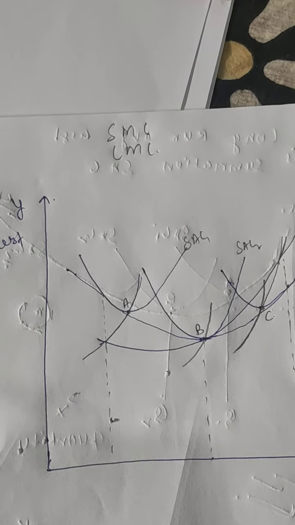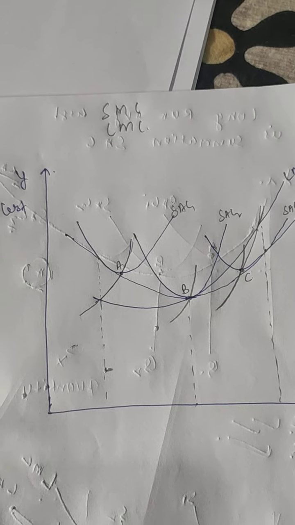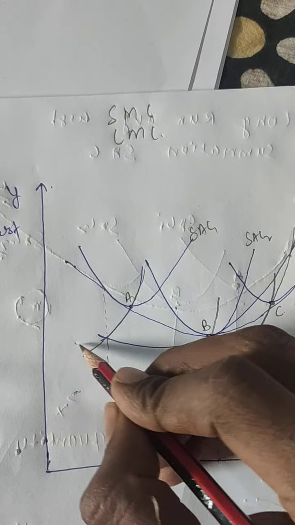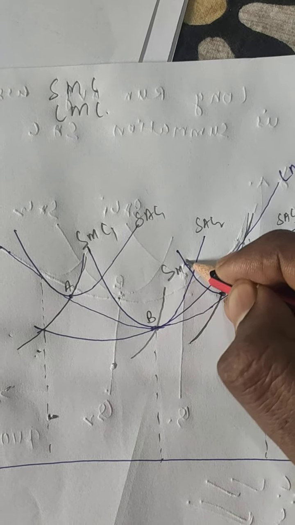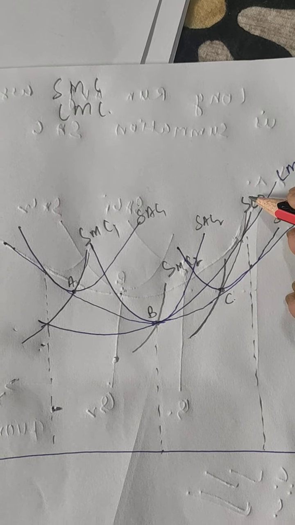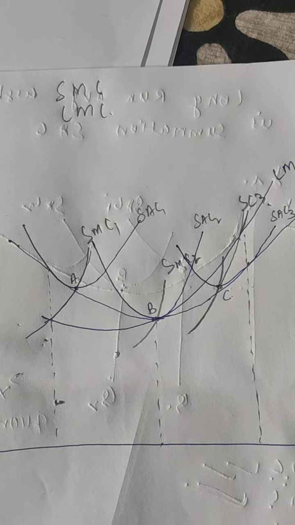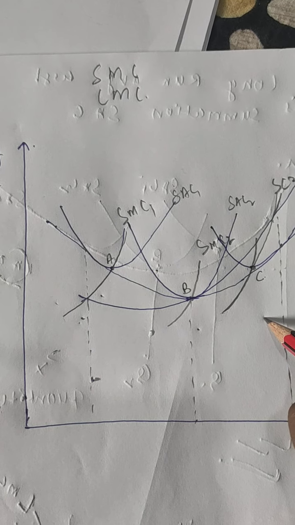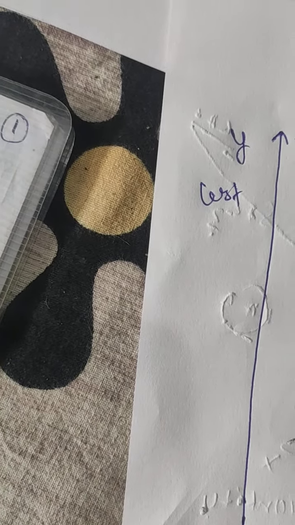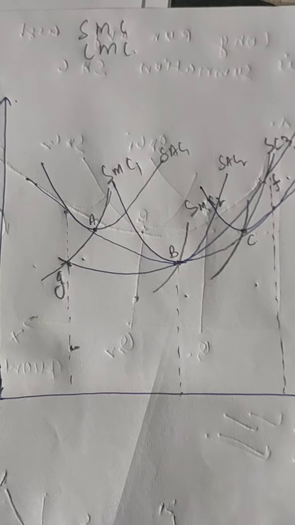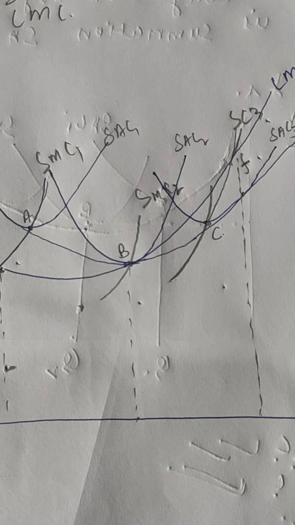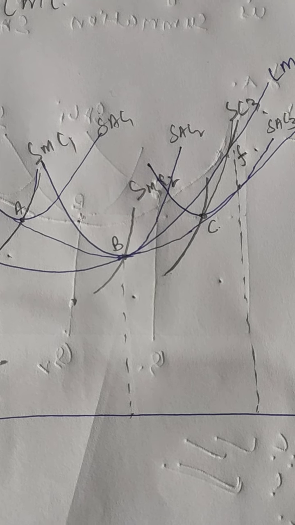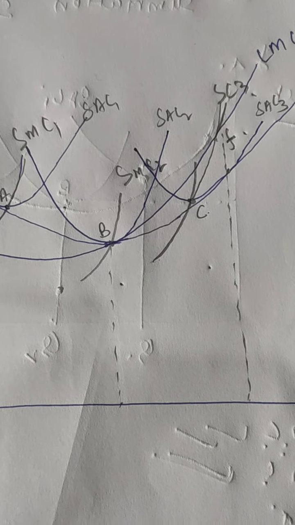Now we see the SMC and LMC. SMC is short run marginal cost and LMC is long run marginal cost. SMC1, SMC2 and SMC3 are the short run marginal costs for company 1, company 2 and company 3. Now here is the tangency. From this point, draw a perpendicular from the tangency to the short run curves of the different companies on the long run average cost curve.